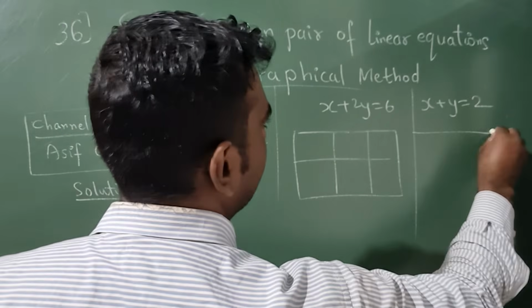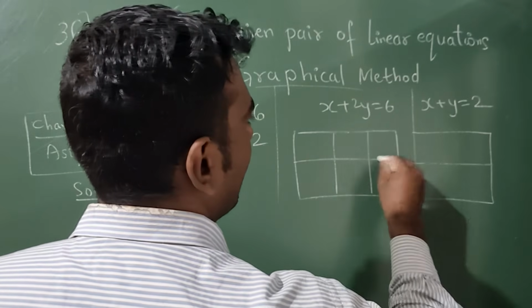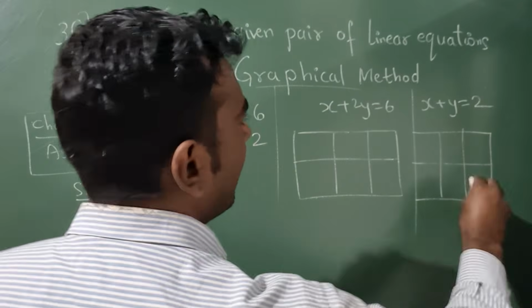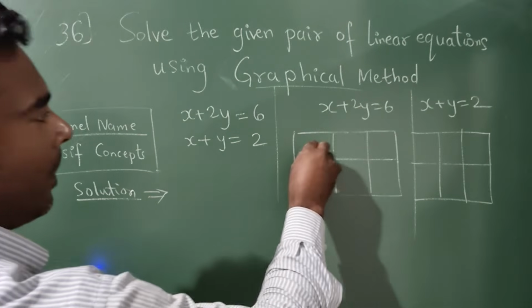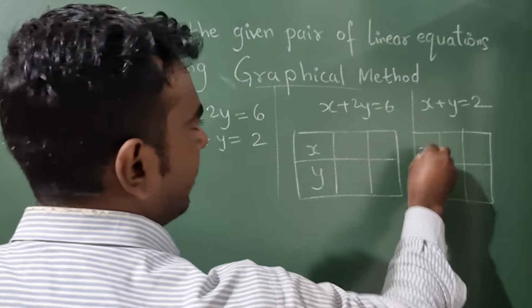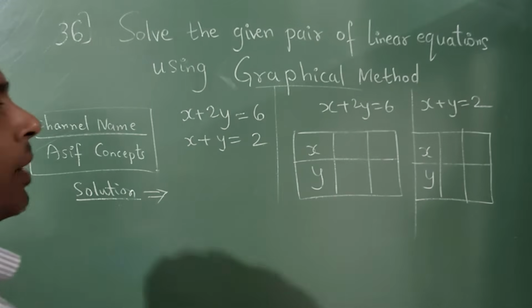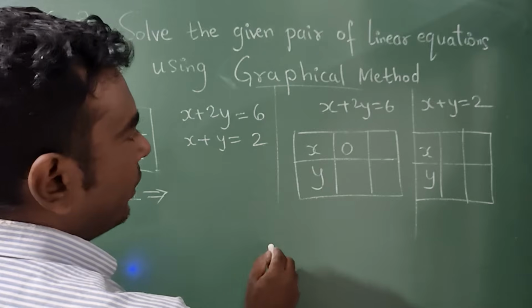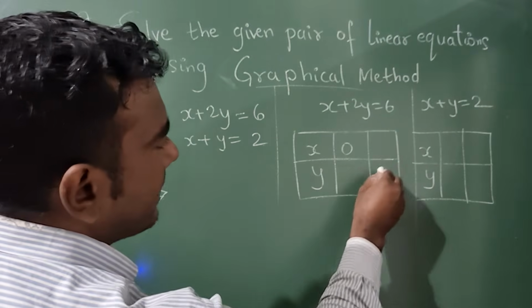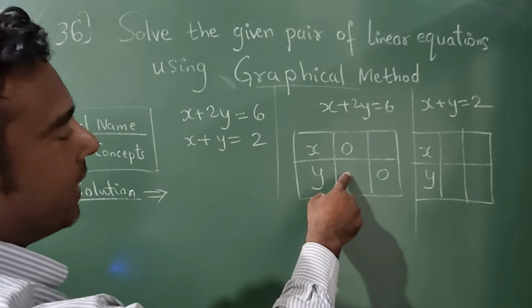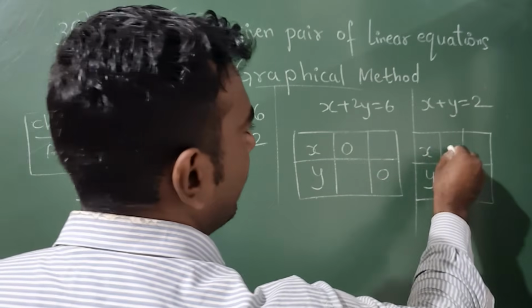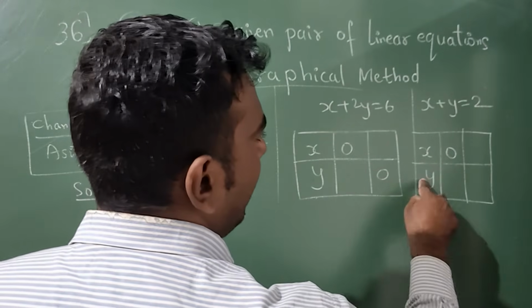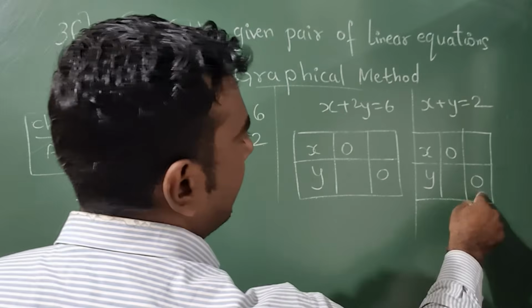Make a box for any graph. This is the easiest method. Once write x equal to 0 and once write y as 0. But be careful, don't write here, write here. Here also write x equal to 0, write y is equal to 0, but here, not here.